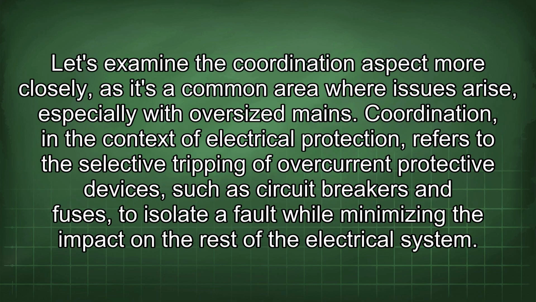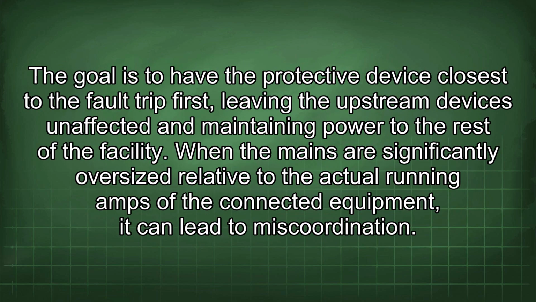Let's examine the coordination aspect more closely, as it's a common area where issues arise, especially with oversized mains. Coordination, in the context of electrical protection, refers to the selective tripping of overcurrent protective devices such as circuit breakers and fuses to isolate a fault while minimizing the impact on the rest of the electrical system. The goal is to have the protective device closest to the fault trip first, leaving the upstream devices unaffected and maintaining power to the rest of the facility.